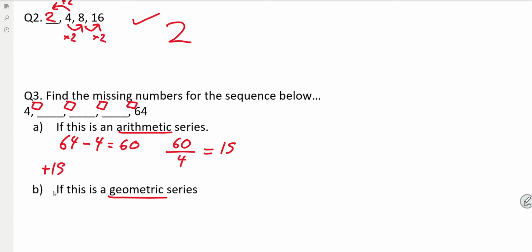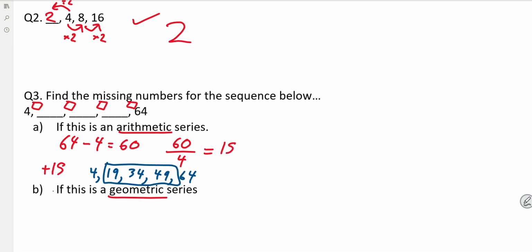So if that's the case, then we go 4, comma, 19, comma, 34, comma, 49, comma, 64. Yeah, it works out. Okay, so those are our 3 numbers inside here.